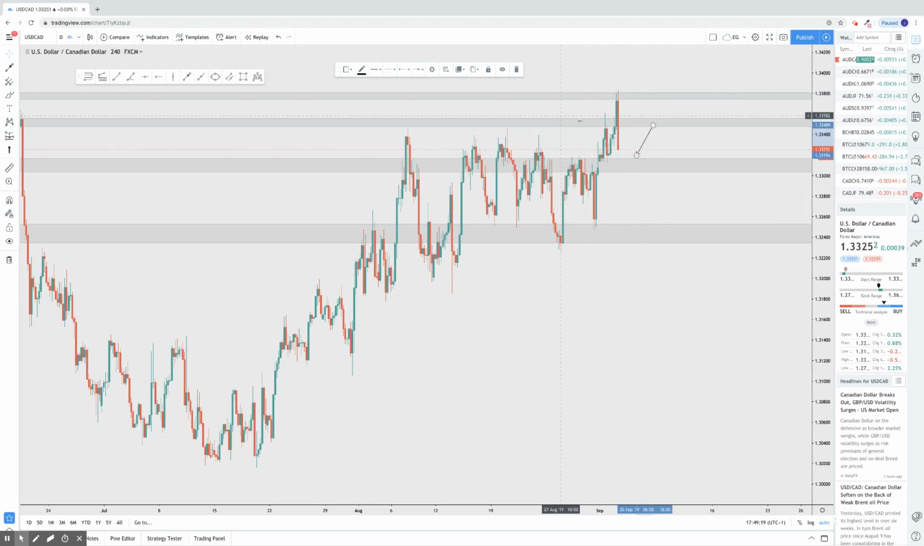Now, this is looking like a good setup, right? But keep in mind, this is a news candle. So we always have to be aware of news, okay? Because this could be kind of misleading us a little bit. But I will keep an eye on it and see what happens at this zone.